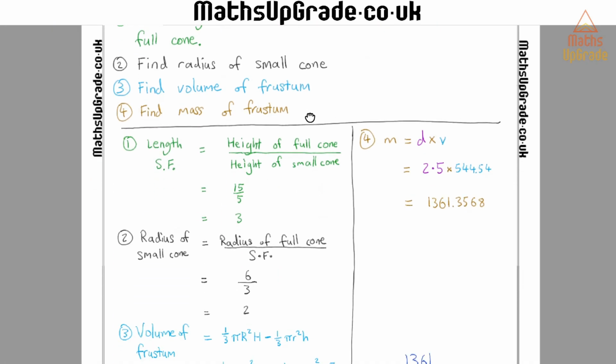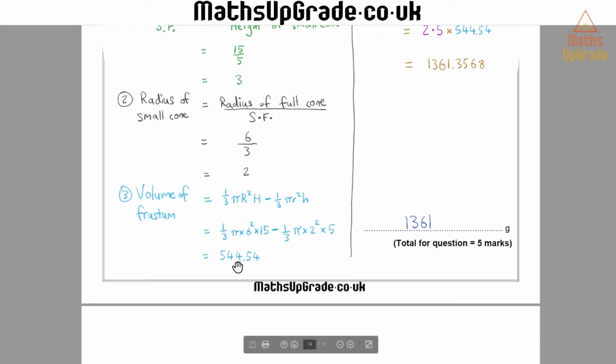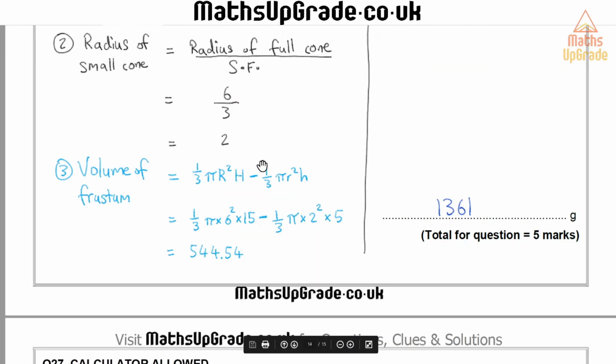So what I've done, I've worked it out like this. Using the formula that's given to me in that question, the volume of a cone is 1/3 pi r squared height. Well, that is 1/3 pi capital R squared height. And if I subtract the top volume, then I get the volume of the frustum. So substituting the values in for the large radius and the large height, the small radius and the small height, and subtracting through, I'll get 544.54. So I've found there the volume of the frustum.